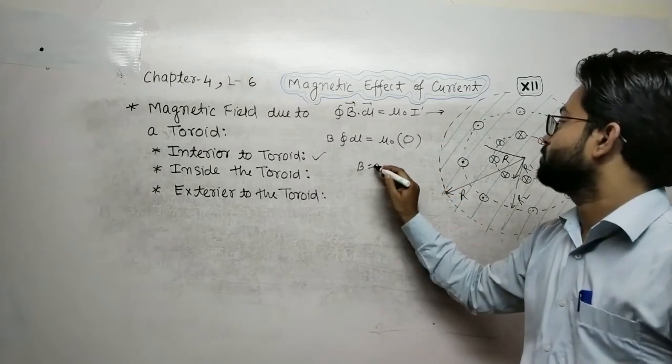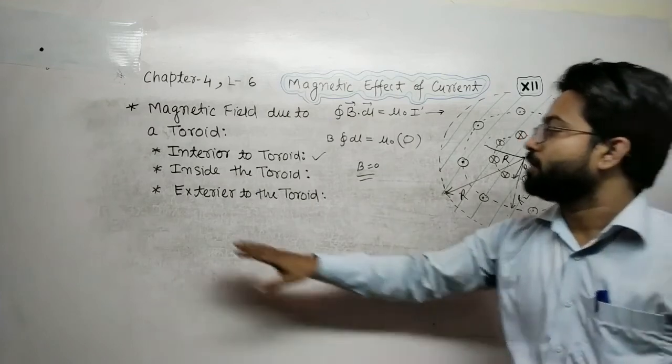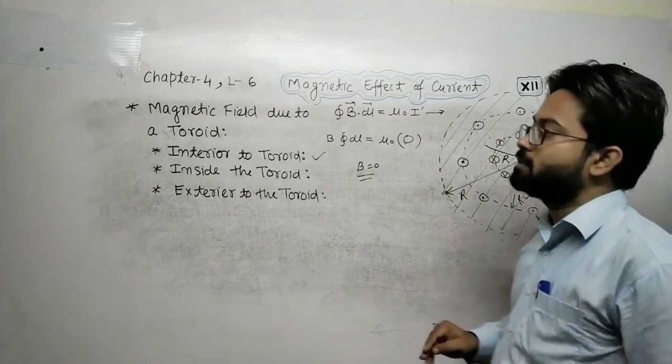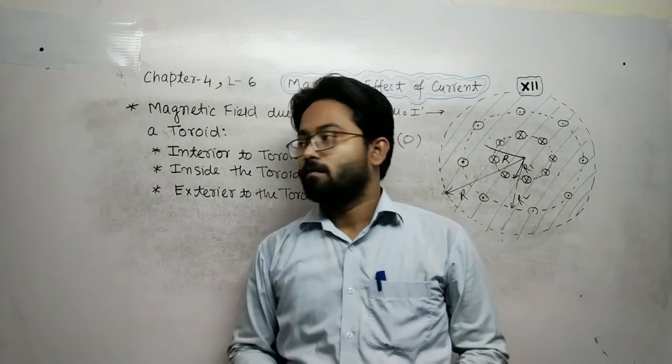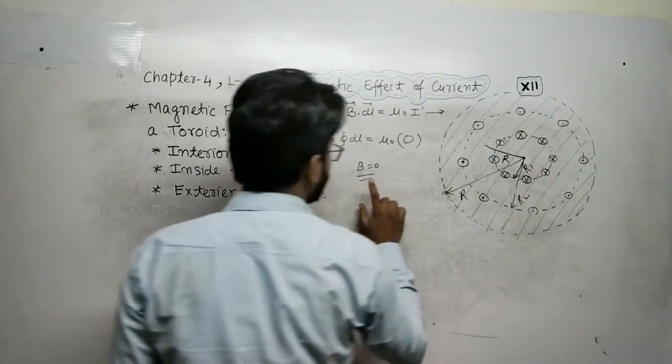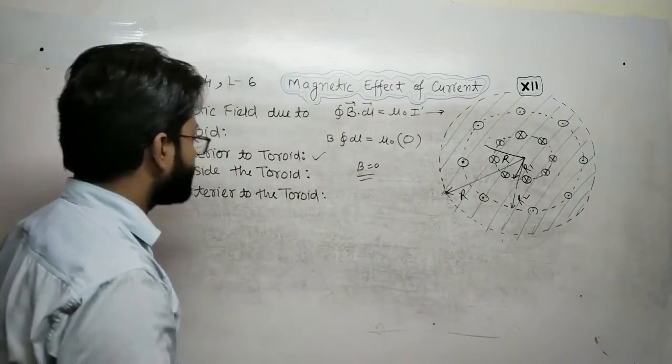Magnetic field is equal to 0. Means exterior to the toroid, the magnetic field at the exterior to the toroid is 0. Hope you are getting this formula. And the magnetic field outside or exterior to the toroid is 0.